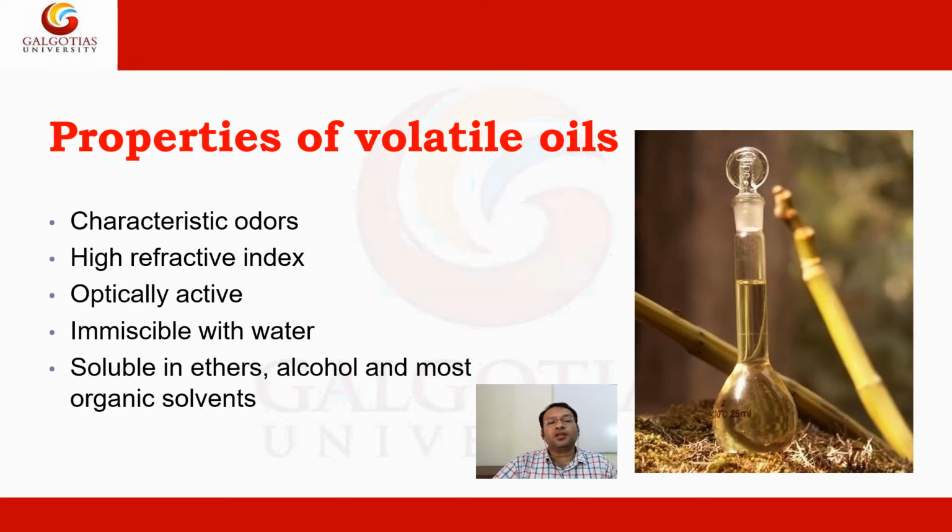Okay. Properties of volatile oil. As the name indicates, volatile oil, so they have characteristic odor because of the presence of different types of hydrocarbons and terpenes. There are different types of terpenes like monoterpenes, diterpenes, sesquiterpenes. So they have high refractive index, optically active, immiscible with water. Most of the volatile oils are immiscible with water, soluble in ether, alcohol, and most of the organic solvents. So basically they are soluble in organic solvents.